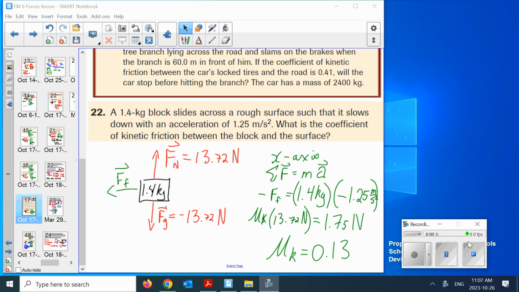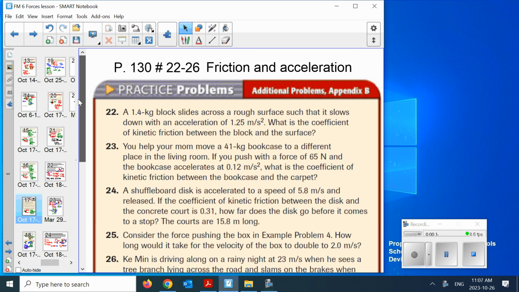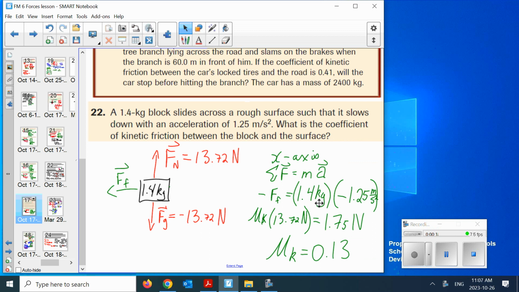Okay, we're taking up our problems from page 130, 22 through 26, friction and acceleration type problems. The first one, we got a head start. We'd already looked at the diagram, so I'm not explaining as much. What's the coefficient of kinetic friction between the block and the surface? You're assuming it's already left someone's hand or the push is done, and it's just sliding with only friction. In this diagram, you only show forces, but it should be understood that it's moving to the right.